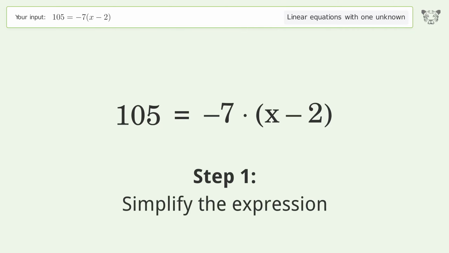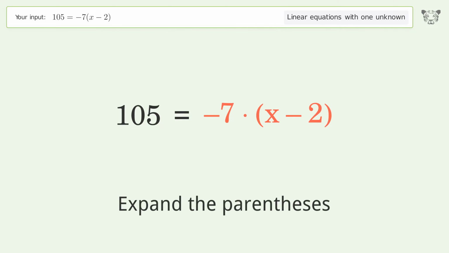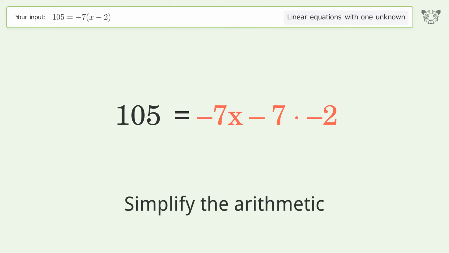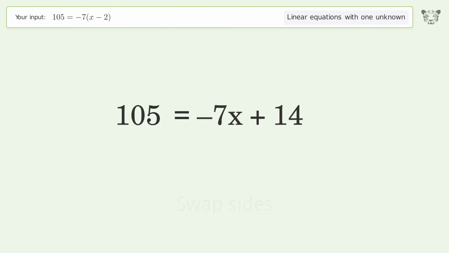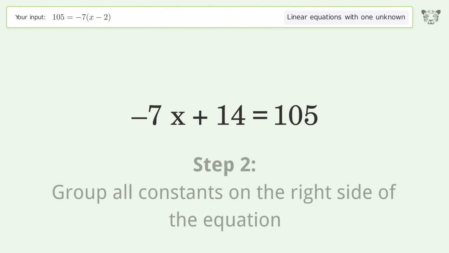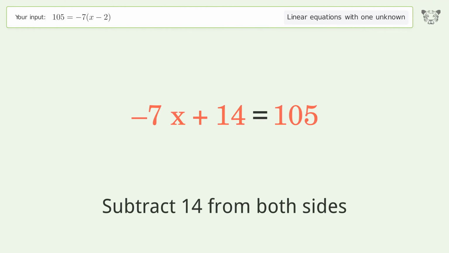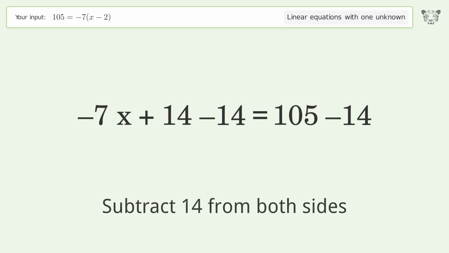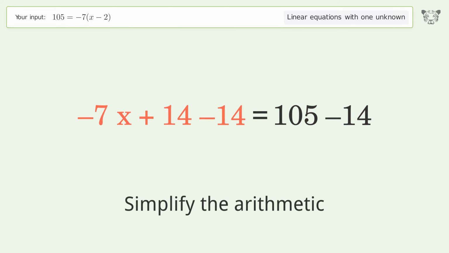Simplify the expression. Expand the parentheses. Simplify the arithmetic. Swap sides. Group all constants on the right side of the equation. Subtract 14 from both sides. Simplify the arithmetic.